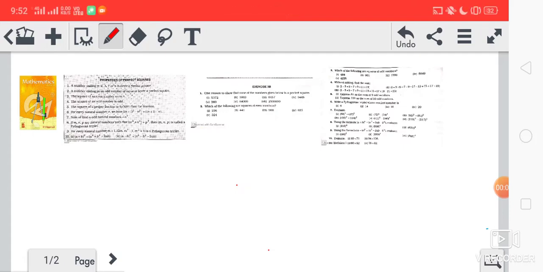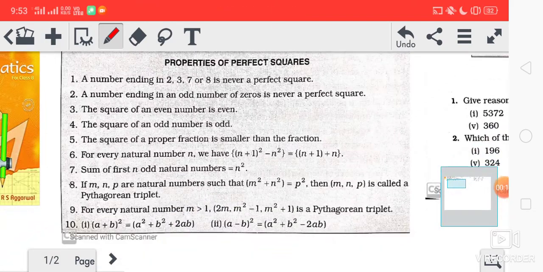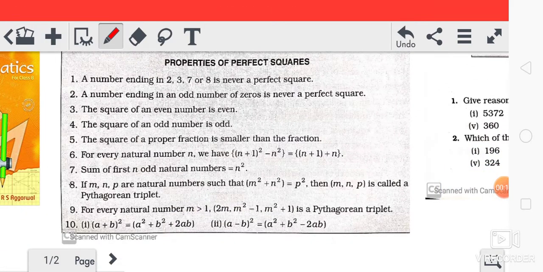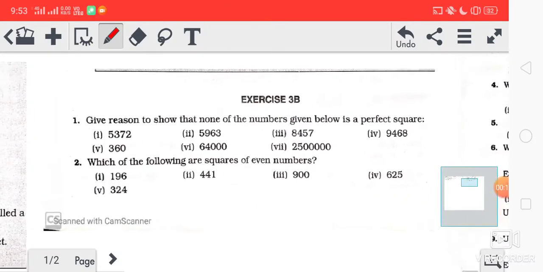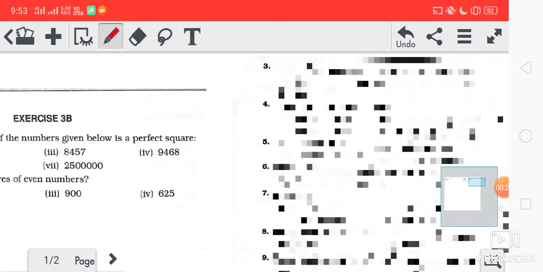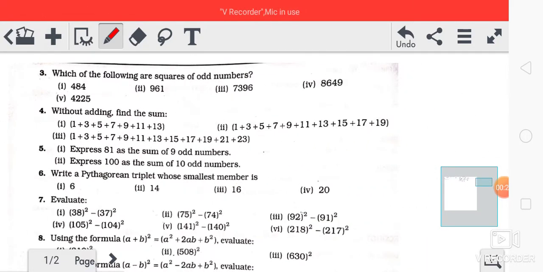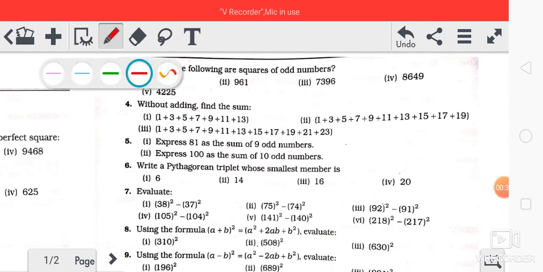In mathematics, we have already seen the properties of perfect squares. Then Exercise 3b, we have solved a few questions. Questions 1 and 2 we have already solved, and questions 3, 4, 5 and 6 are also done. Now today we are going to solve question number 7.